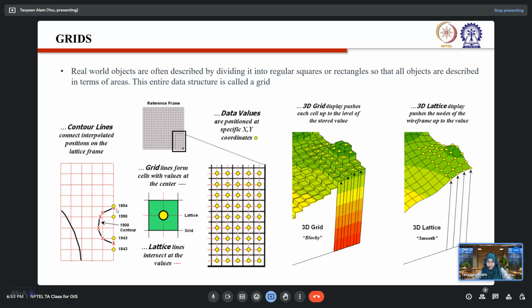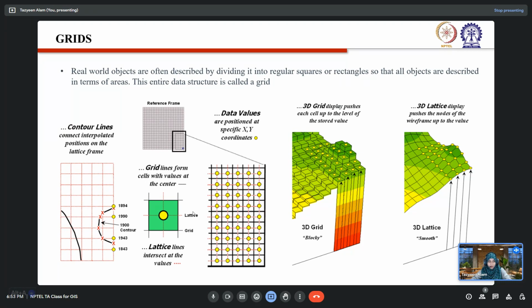Okay, so you can see that some of the points are located on the same grid, while there are grids that have only one interpolated contour point, right? So this is a grid segment that represents different point marks of a contour. Similarly, grid lines form cells with values at the center, right?